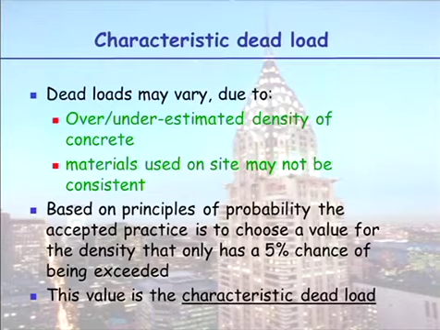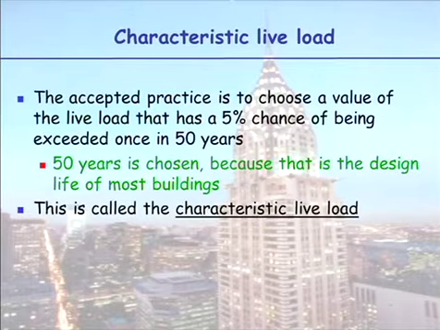Characteristic dead loads. So you may say to me, but Lizzie, we can work out the weight of something. Where is the uncertainty in it? Well, dead loads may vary due to under or overestimated densities of concrete, because concrete does weigh different amounts depending on how much gravel and the constituents you put in there. And dead loads may vary due to materials used on site not being consistent. Or dead loads may vary due to the builder not wearing his glasses that day and reading 100 mil thick as 120 mil thick. So there is always uncertainty in your system. And based on the principles of probability, the accepted practice is to choose a value for the density that only has a 5% chance of being exceeded, and we call this the characteristic dead load.